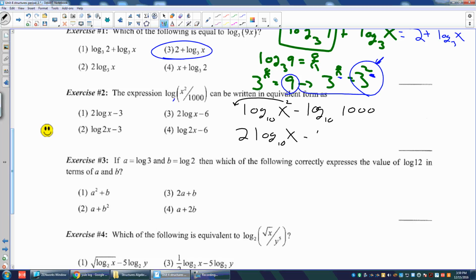And then it's minus log base 10 of 1,000. That's not here either. What is log base 10 of 1,000?